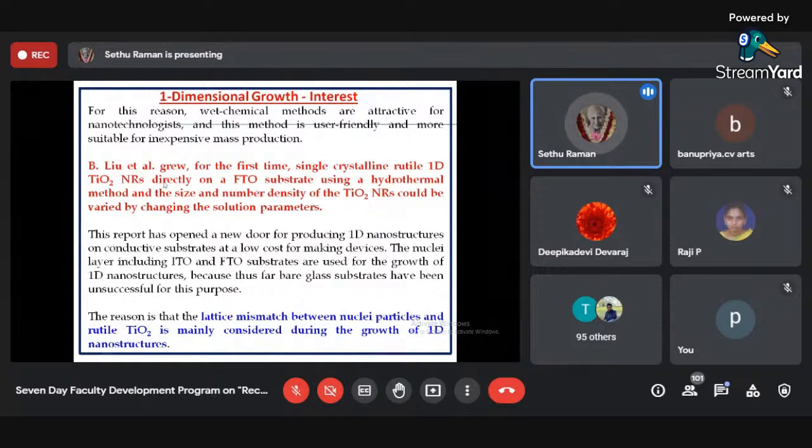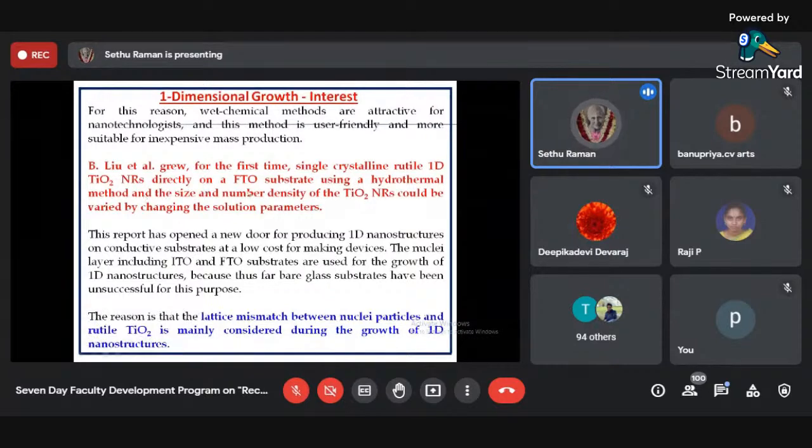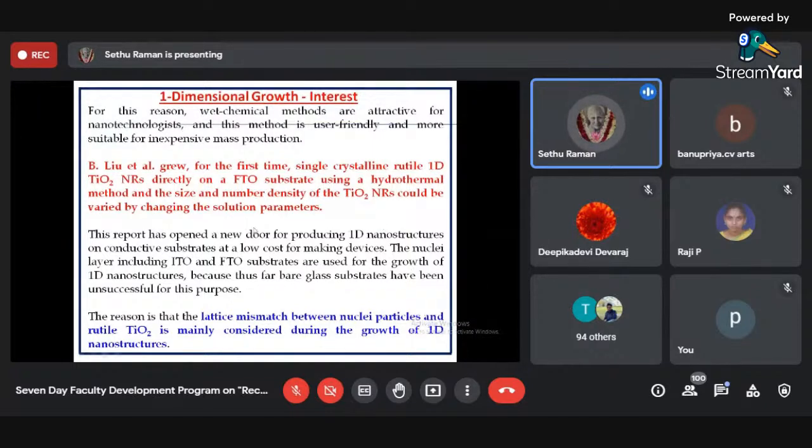In the first report in the literature, they prepared single crystalline rutile TiO2 nanorods directly on an FTO substrate using a hydrothermal method, and the size and number density of the TiO2 nanorods varied by changing the solution parameters. This report opened a new door for producing one-dimensional nanostructures on a conductive substrate at low cost for making devices. So conductive substrates, including FTO, ITO and others, are used for the growth of one-dimensional nanostructures.